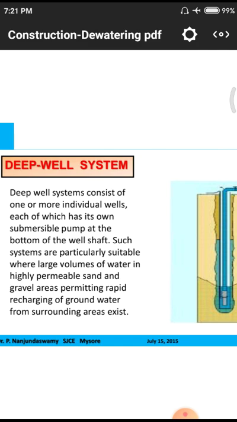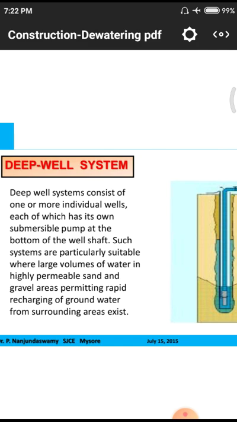Likewise, in the same deep well system also we are using these submersible pumps to avoid mud particles or any other waste which is present in the deep wells. Such systems are particularly suitable where there are large volumes of water in highly permeable sand.